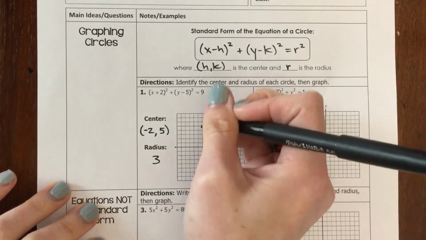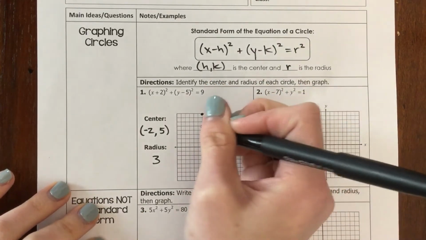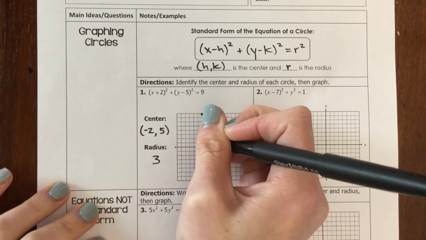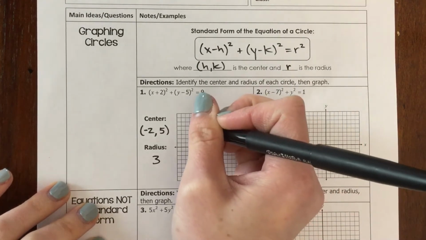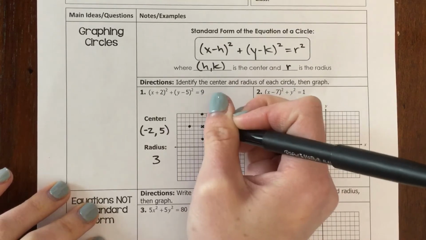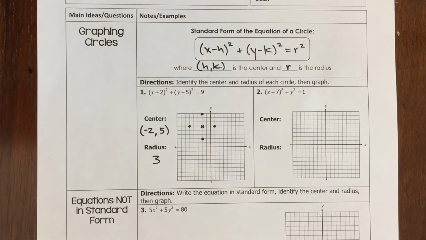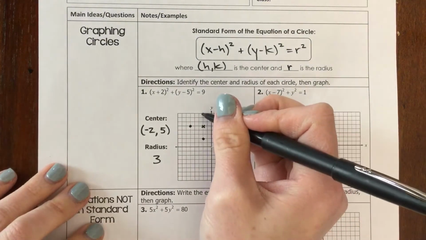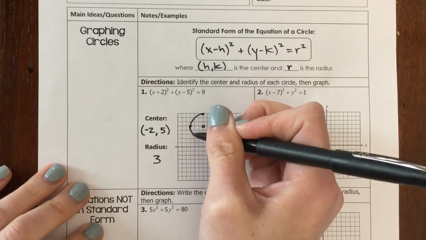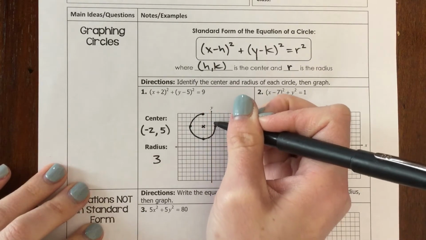So from the center, we go up 3 units, plot a point. We go down 3 units, plot a point. We go to the left 3 units, and we go to the right 3 units. So always coming back to that center. So you can see, like right now it looks like a diamond, but obviously we know it's supposed to be a circle. So we're just going to connect the dots. Fair warning, I am not good at keeping my circles circular.